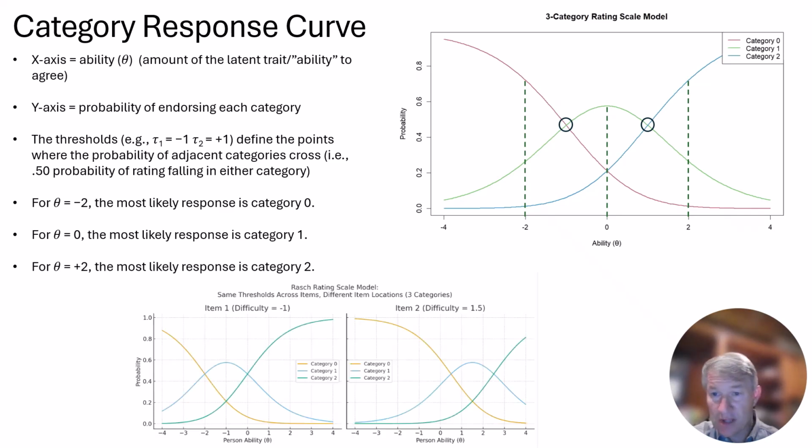And I'll close this slide with just a reminder that, again, in the Rasch rating scale model, what we hold constant is the relative positions of the thresholds, the logit distances between the thresholds, but their absolute positions, those differ because the difficulty of the items differ, and that shifts the whole system of curves left or right based on the overall item location or item difficulty.